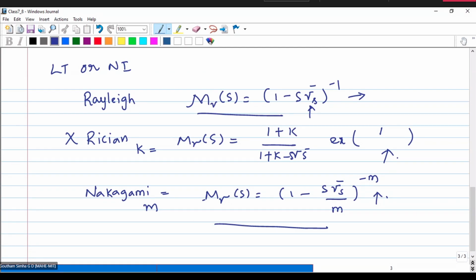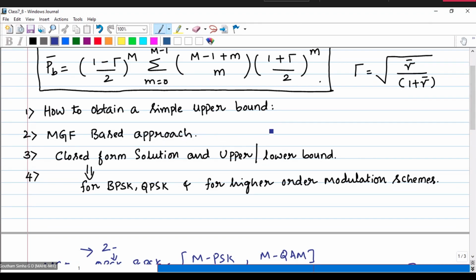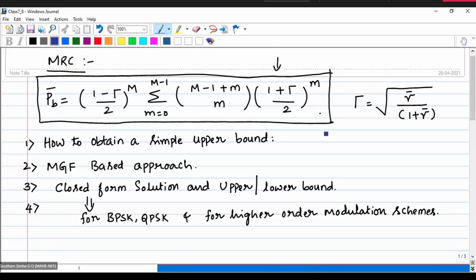Now, why are all these things required? There are two things that I want to discuss. First, in most of the cases, it is very hard to, like in Rayleigh, obtain this closed form solution. For Rayleigh, for BPSK, it's fine. If you go for something like 64 QAM, automatically the probability of error will change. So this equation will change. Now the thing is how to obtain a simple upper bound for such kind of higher order modulation schemes.